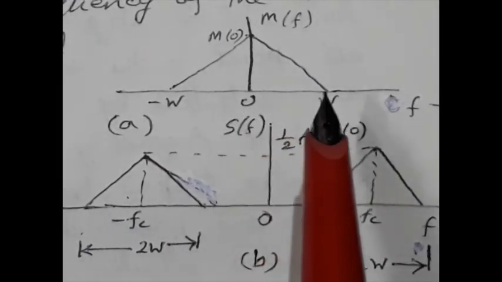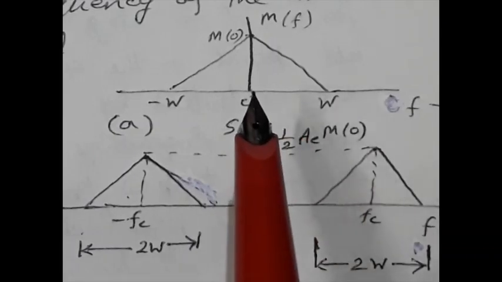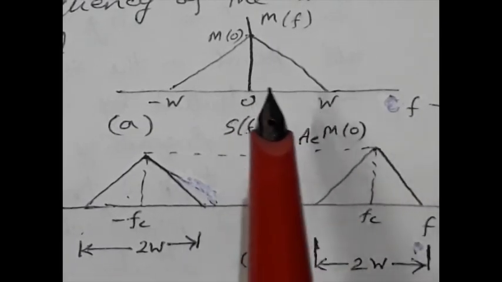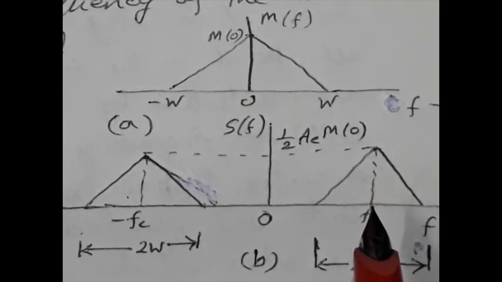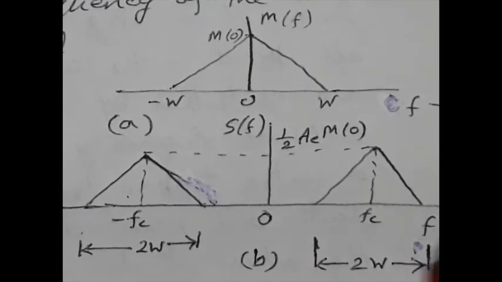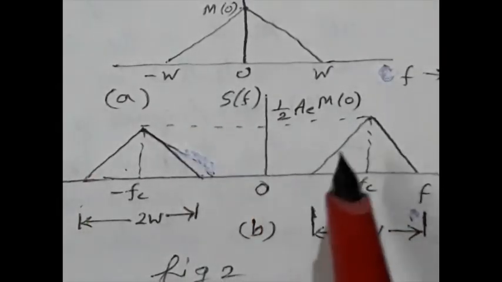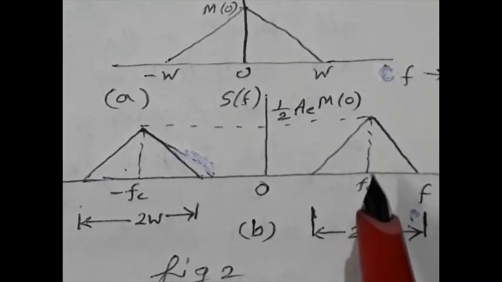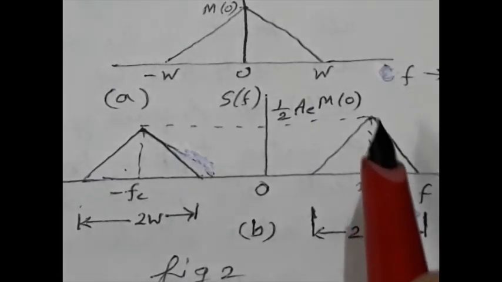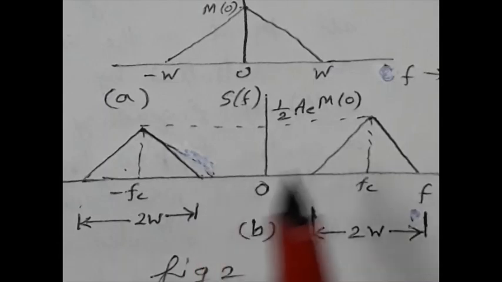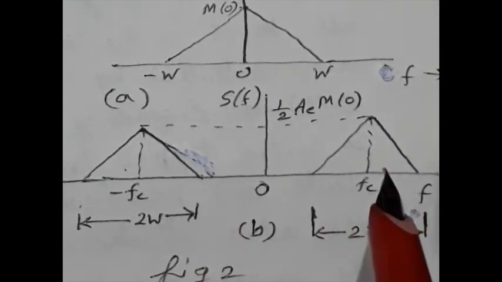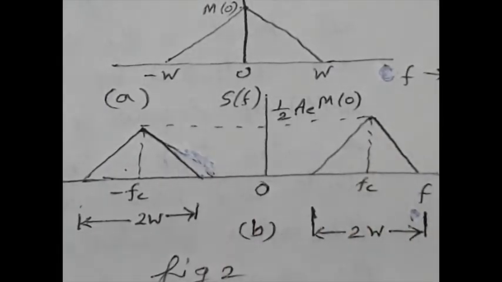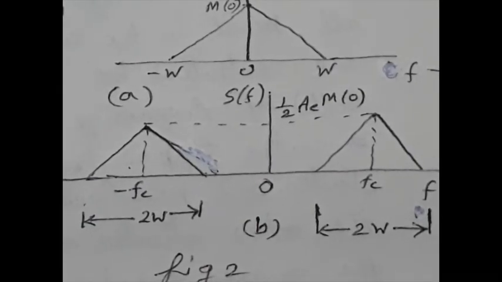where W, it is a low pass signal, so W is the bandwidth of the message signal. So the bandwidth requirement for a double sideband suppressed carrier system is twice W, that means double that of the message signal. But note that there is no spike present here. In AM there was a spike, but here the spike is not there because we have already suppressed that particular spike. So this is the spectrum of the DSB-SC signal.